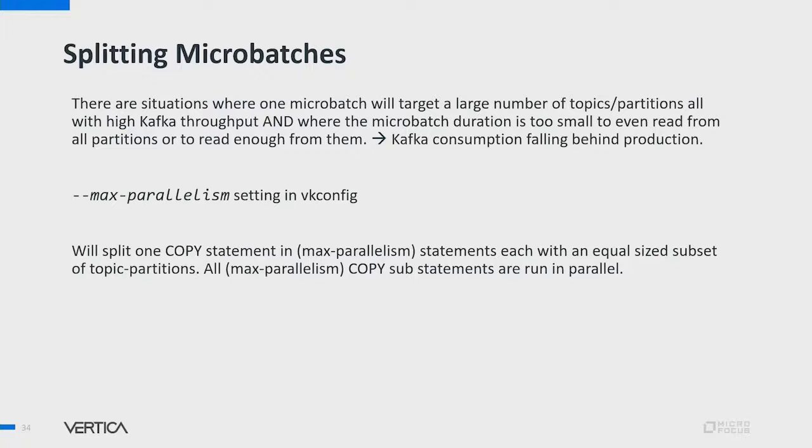So in these kinds of scenarios, we have an option to set the max parallelism setting in vconfig, and what it does is that it will split one copy command into multiple copy commands of equal size, subject to topic partitions. So let's see an example of how this works.